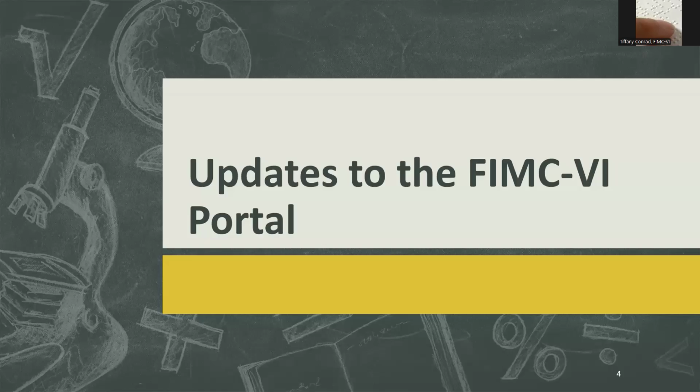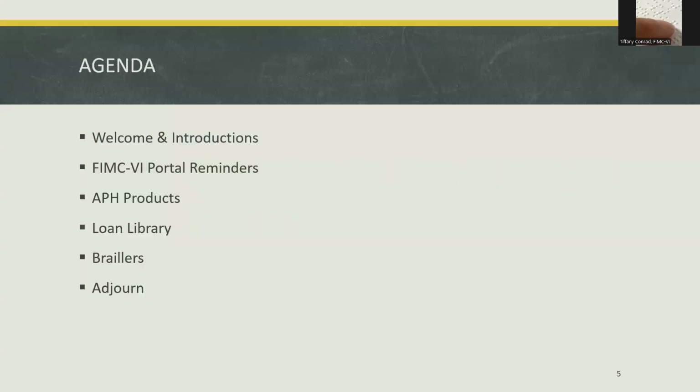All right, so today we are looking at an update to the portal that should be launching at 4 p.m.-ish. So right after this webinar is over, that's the goal. So we had our welcome and introductions. I'll be sharing some reminders from that webinar that we did on October 1st. And then we'll look at APH products, loan library, and braillers, including brailler repairs. Those are the three things that are being added into the portal. And we will finish by 4 p.m.